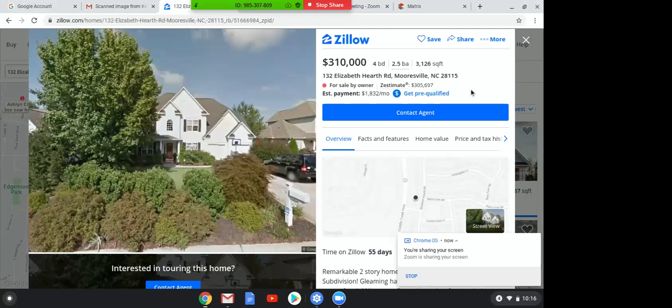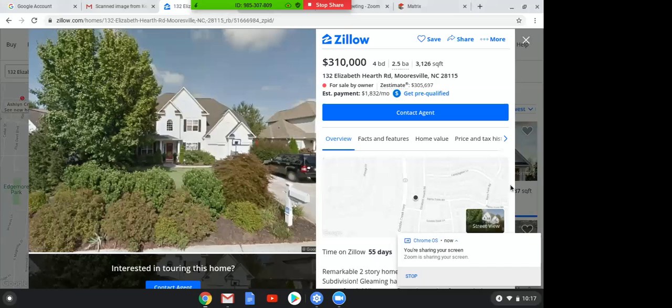And I'm kind of just going slow here, but it's because I just went on Zillow and I put in the zip code of 28115. And so now this property came up on Elizabeth Hearth Road for $310. And this is on Zillow. This is as a for sale by owner. These people are listing their property. They're trying to sell it. Okay, so these people are trying to sell it at $310.